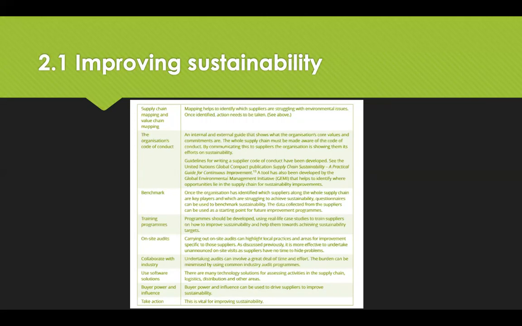And to achieve improvements in relation to these aspects, organisations can make use of supply chain mapping, benchmarking and audits to make a difference.